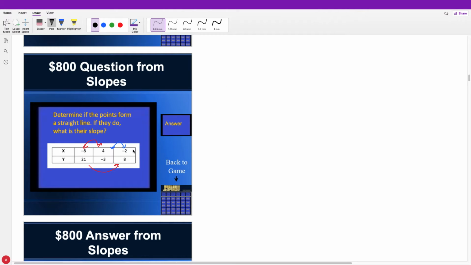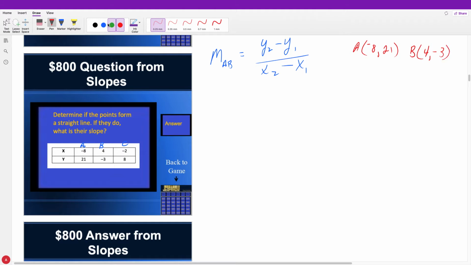All right, so now I'm going to label these points, give them names. So I'm going to label this first one A, B, and C. So we're going to find the slope of AB. So we know our slope formula is y2 minus y1 over x2 minus x1. And for A, we have (-8, 21). And for B, we have (4, -3). So I'm going to go ahead and label this x1, y1, and x2, y2. So I'll plug them into this formula.